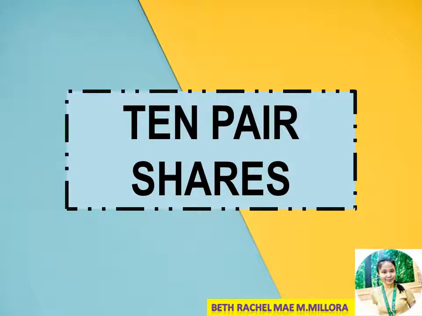Here are the 10 pair shares. Pair share number 1. Turn to your neighbor, the person sitting next to you, and tell him the most important fact you just learned in the last 10 minutes. Pair share number 2. Turn to a person sitting behind you, across from you, or in front of you, and ask her to summarize what she just learned in the last 10 minutes.